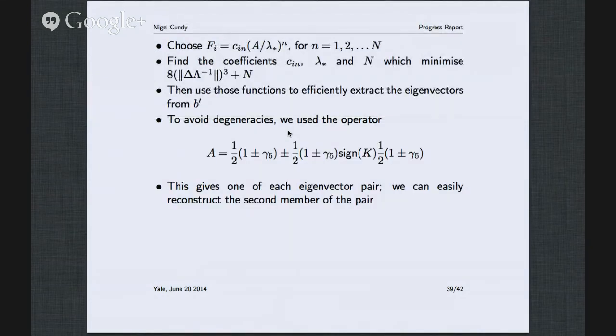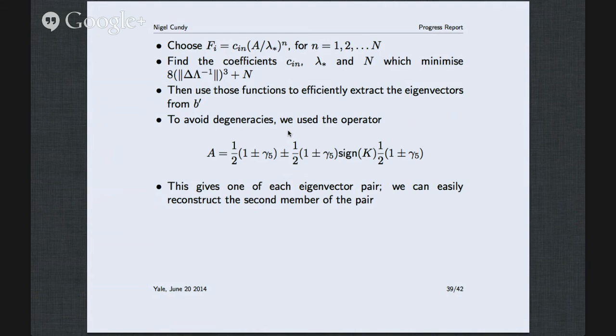So I'm going to choose this f to be a function, basically a polynomial function with various coefficients c, and we're going to find the coefficients c, the order of the polynomial, just to minimize. I've chosen this somewhat arbitrarily. It keeps delta lambda to the minus 1 below 1. This is minimized range, it's about 0.5, and then we want the smallest order of polynomial to do that. So this is just some crude measure to keep this thing good.